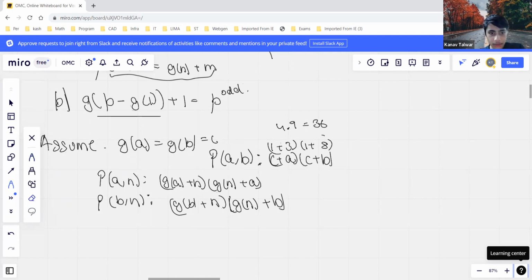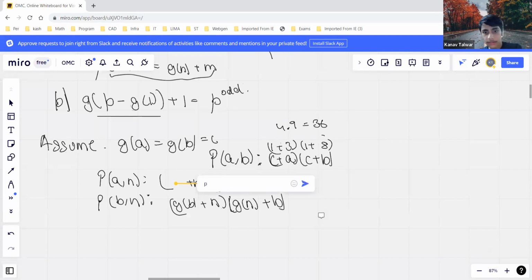Now none of that. g of A is g of B, so write this thing to be C.